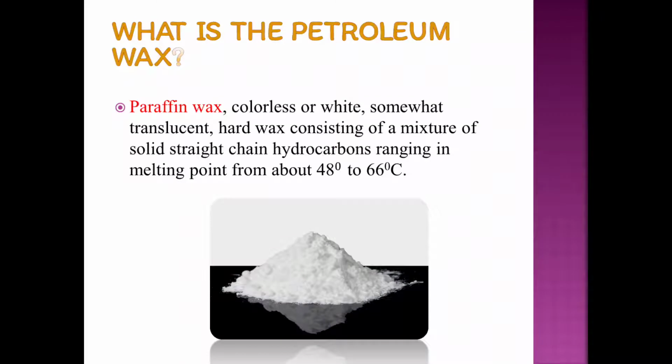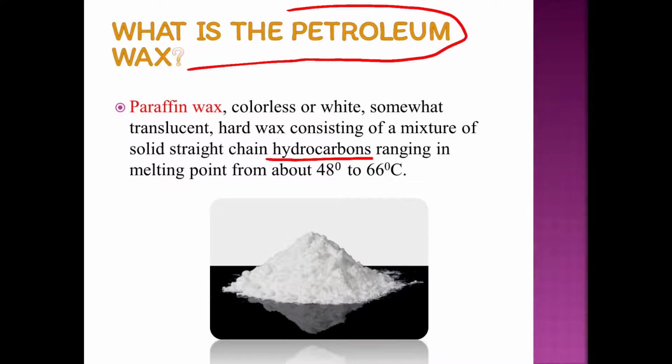The very first question is, what is the petroleum wax? Sometimes we also call it paraffin wax. So the question is, what is the paraffin wax or petroleum wax? It is a colorless or white, somewhat translucent and hard wax. It consists of a mixture of solid straight chain hydrocarbons ranging in melting point from about 48 degree to 66 degree centigrade. Okay.